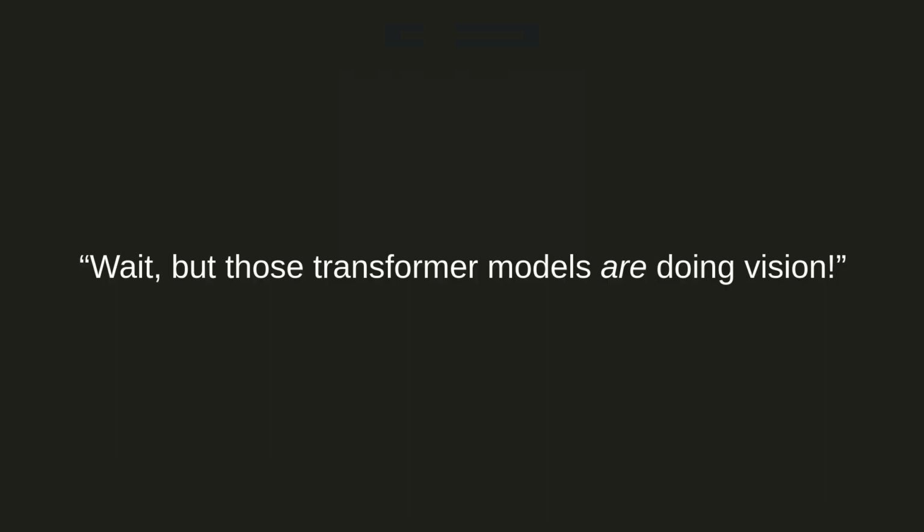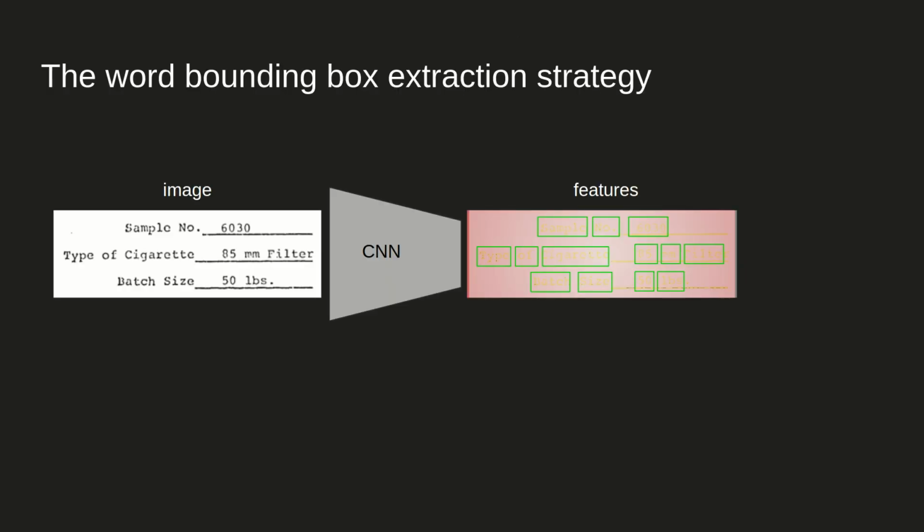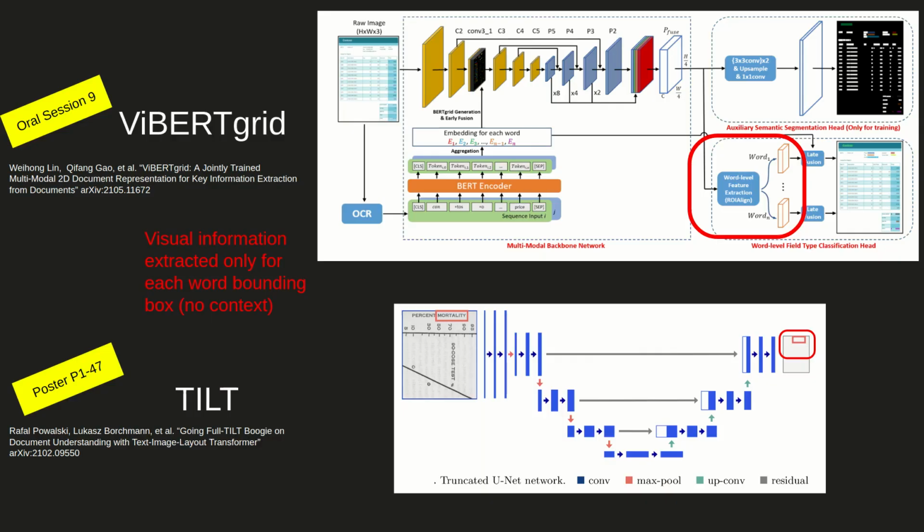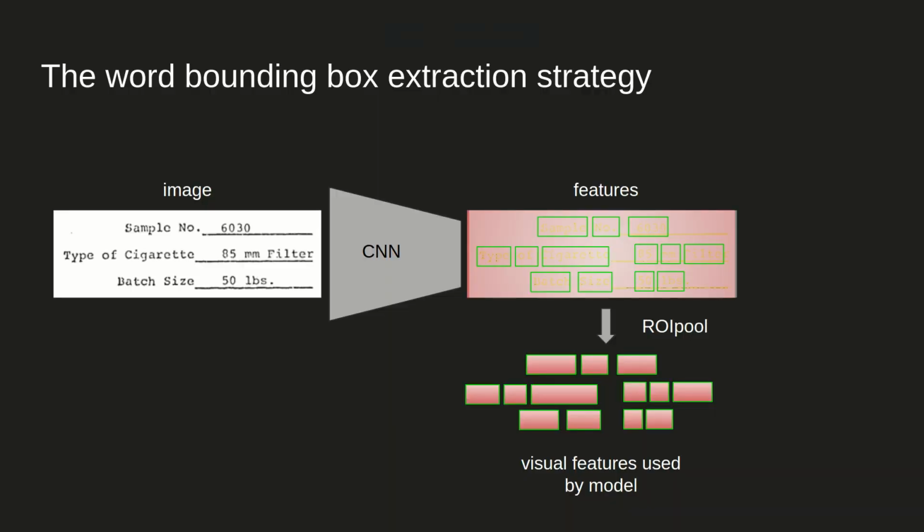Wait, you say, some of those transformer models you talked about are doing vision. They have CNNs in them. That's true, but let's go ahead and take a look at some of these prior works a little more carefully. The most common inclusion of visual features involves passing the image through a CNN, but then forming the visual features by region of interest pooling only around the word bounding boxes. This is what Layout LM version 1 does, and is done by Vibert, Grid, and Tilt, which are both being presented at this ICDAR. Only taking visual features around words clearly leaves out much of the contextual information of the document, such as separating lines that may occur between words.